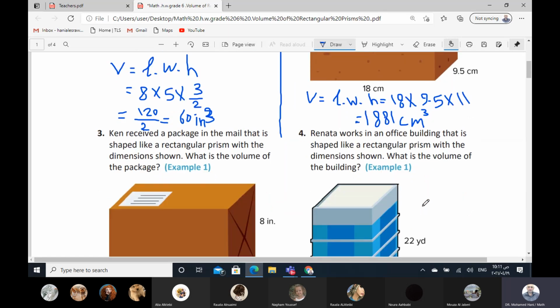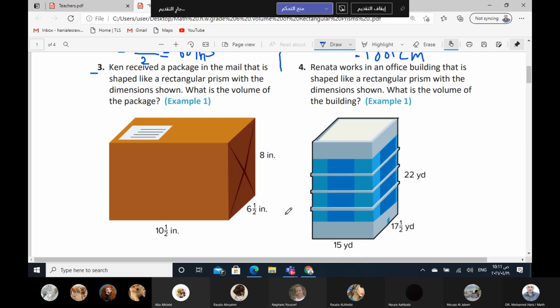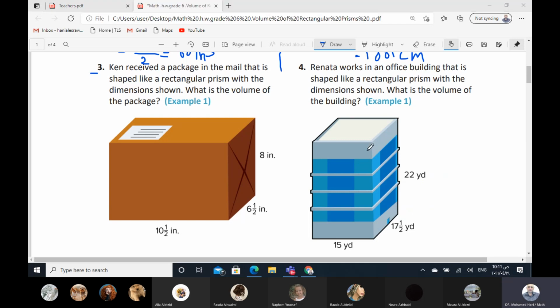Okay, great. Now, who can read exercise number 3, please? Mister, can I read it? Okay, now. Honey received a package in the mail that is shaped like a rectangular prism with the dimensions shown. What is the volume of the package? Great, thank you. So we want to find the volume.